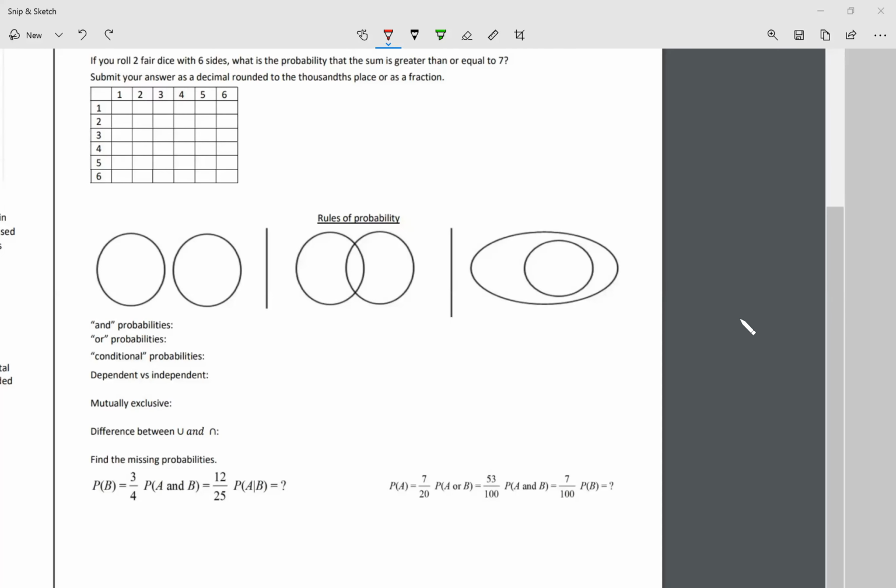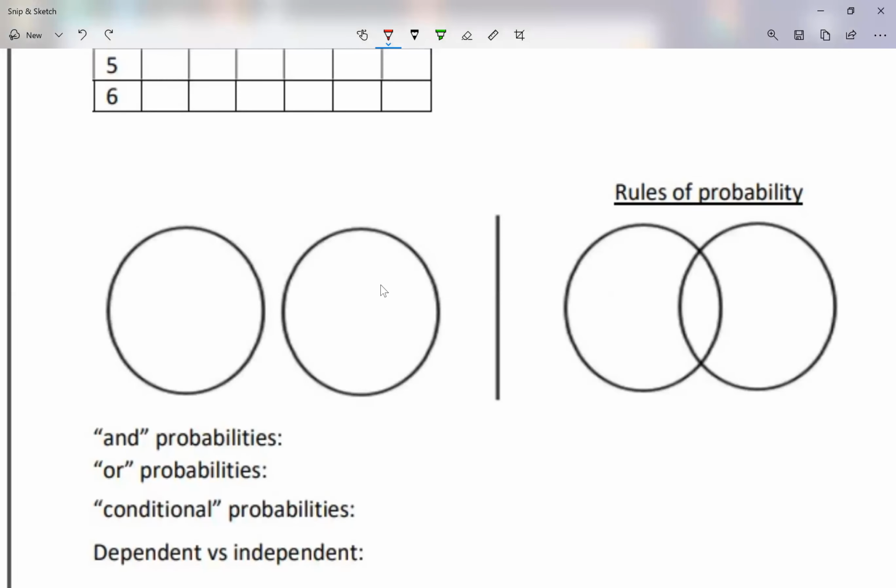Now for the rules of probability, let me talk about Venn diagrams. There are three types of cases. Let's say each circle represents a probability. Sometimes they don't share anything in common. For example, what's the probability of a number being odd? What's the probability of a number being even? It's either odd or even, but there's no in between. There's no number that is both. So we could see this case.